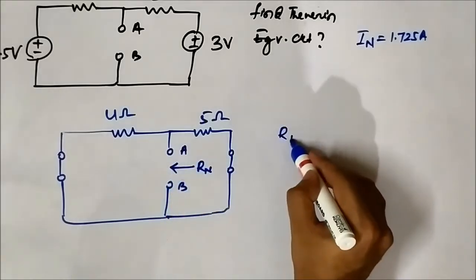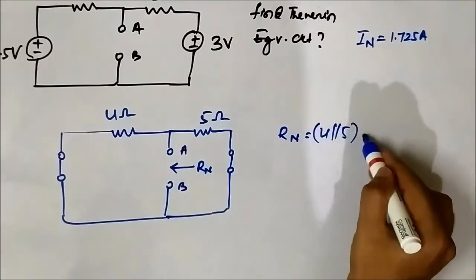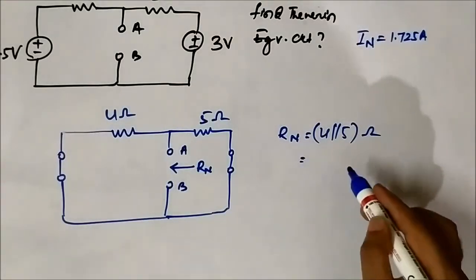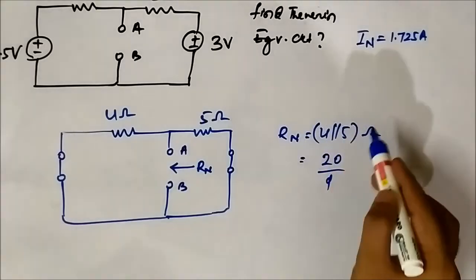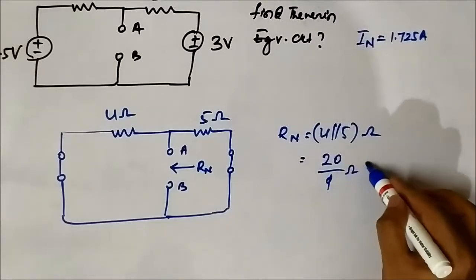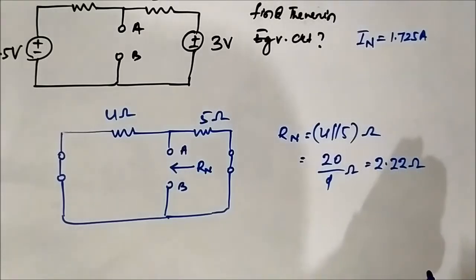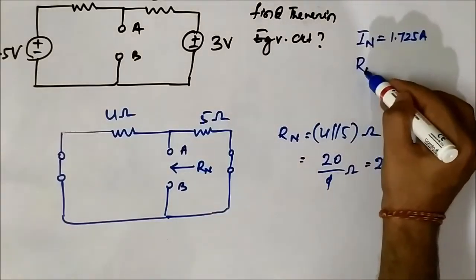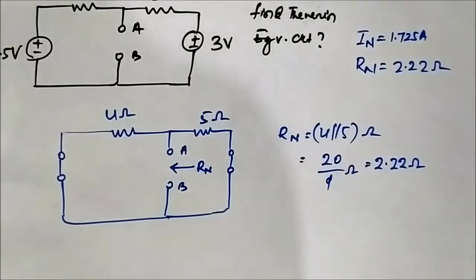Rn is simply 4 parallel 5 ohm, because they are in parallel connection. So Rn will be basically 20 by 9, 5 into 4 by 5 plus 4, which is around 2.22 ohm. So we have got IN, and we have got Rn equal to 2.22 ohm.